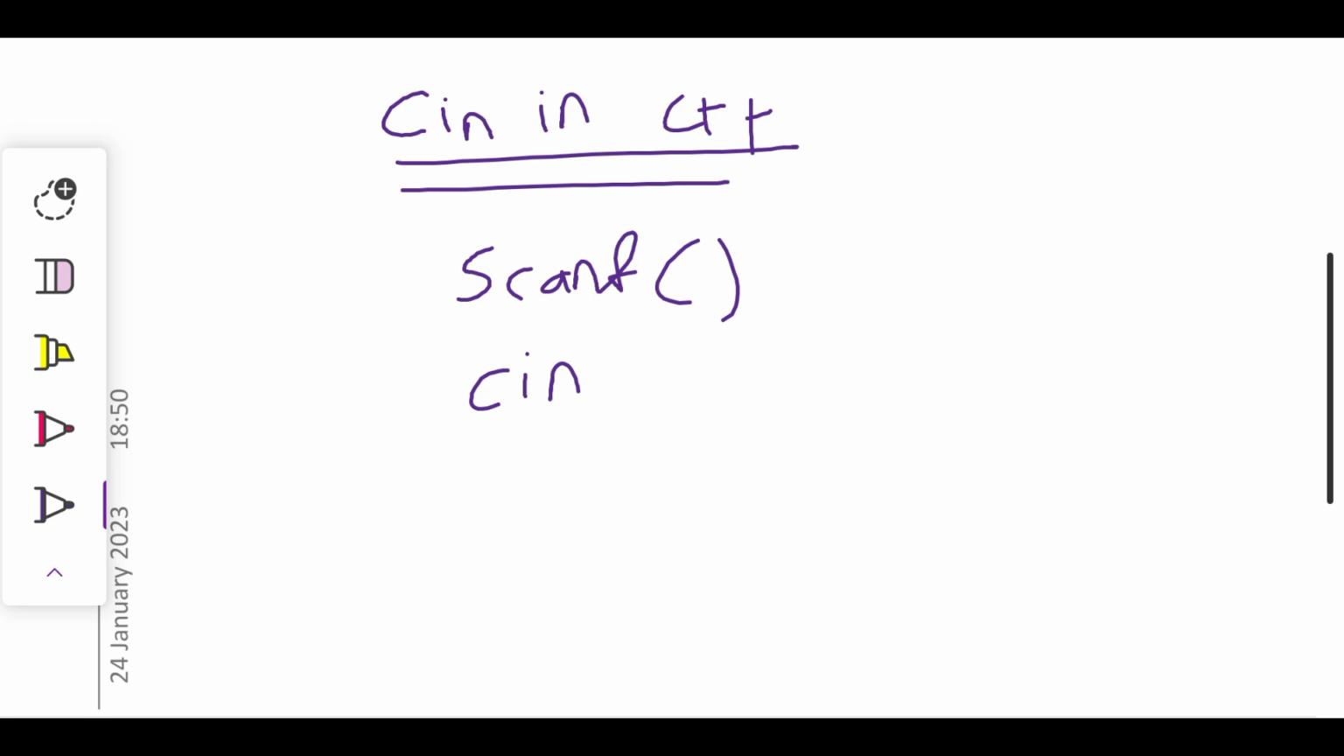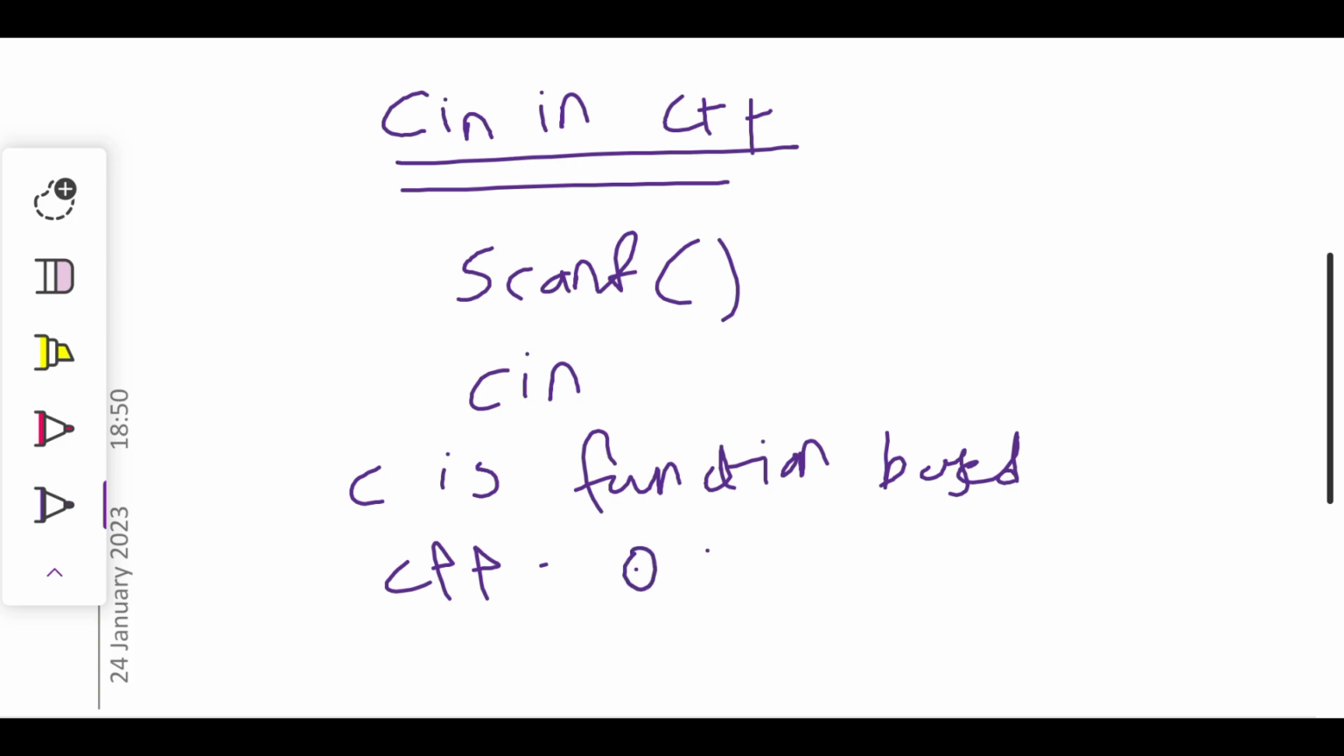In the features of C++ video, we did a comparison between the C programming language and the C++ programming language, and we noted the major difference between the two: C is a function based programming language, and C++ is an object oriented programming language.